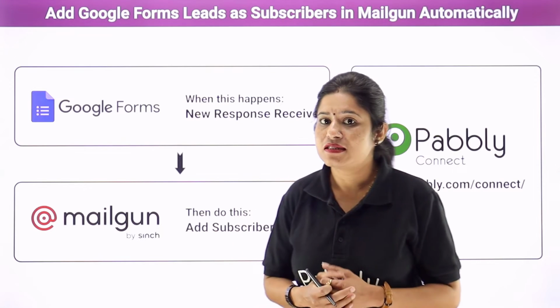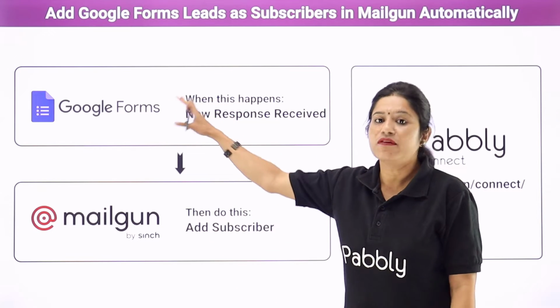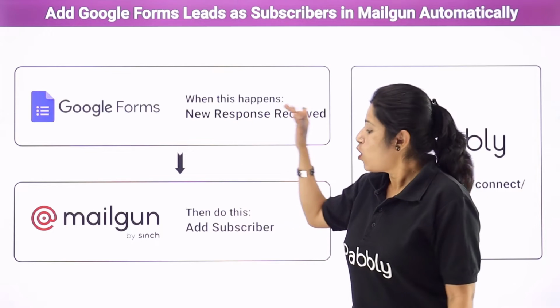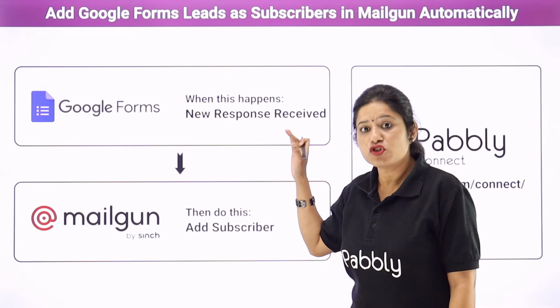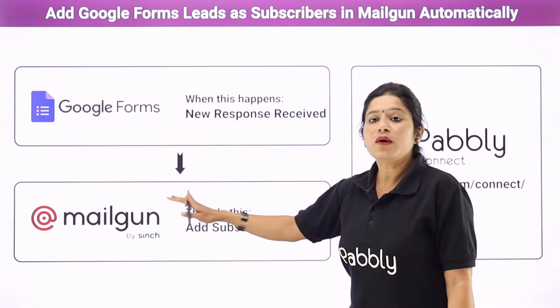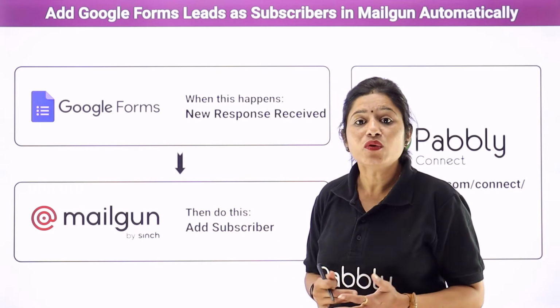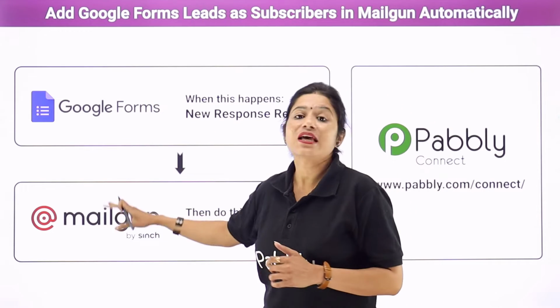So the idea here is that you have created a form using Google Forms. Now you want that whenever a customer fills that particular form, automatically the details of the customer should be added as a subscriber to your Mailgun account subscriber list automatically. For this, we need to create a connection between Google Forms and Mailgun.